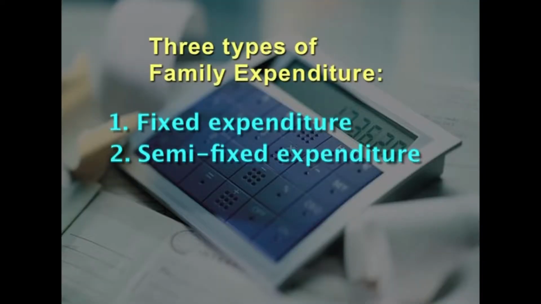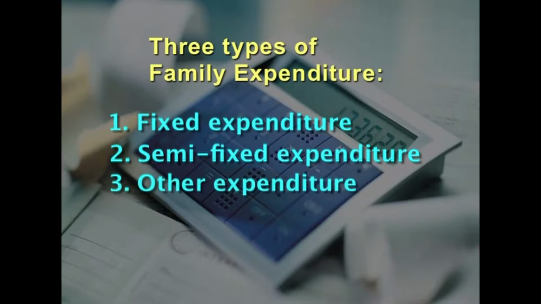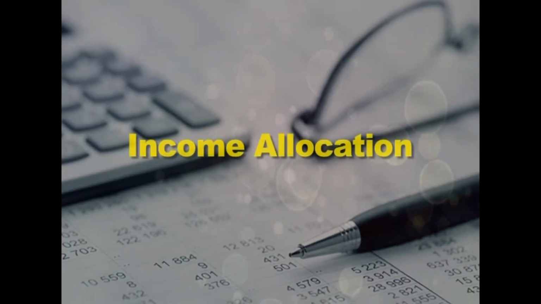The third one, other expenditure. It is not a compulsory expenditure. Such expenditure is made if some money is left after spending on fixed and semi-fixed expenditure. Such expenditure is made on entertainment or on items of luxury and comfort. The next one is income allocation.